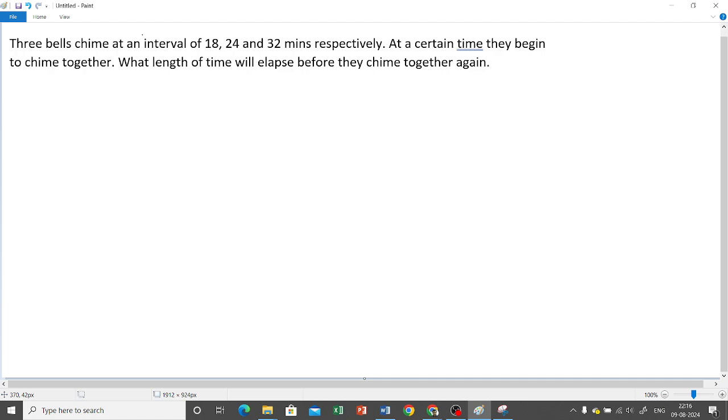Okay, so three bells are there which chime at an interval of 18, 24 and 32 minutes. So when will they chime together? After an interval equal to their LCM. So all you need to do is find out the LCM of 18, 24 and 32. So what is going to be the LCM?